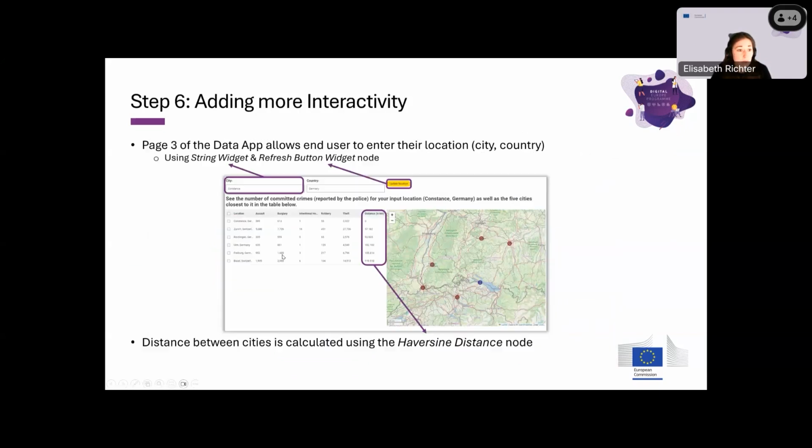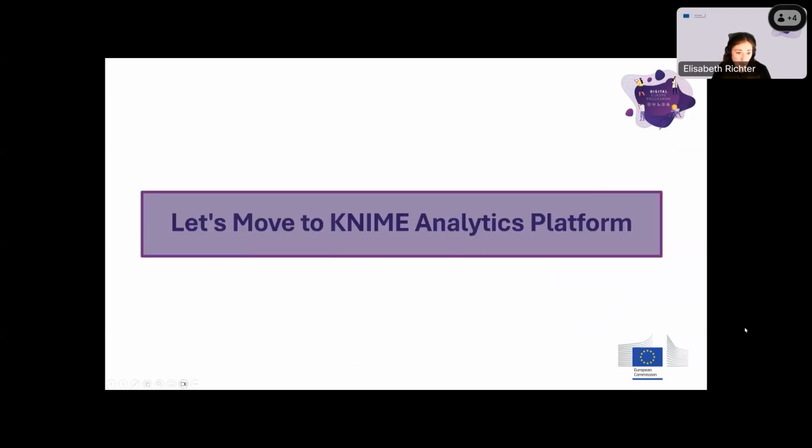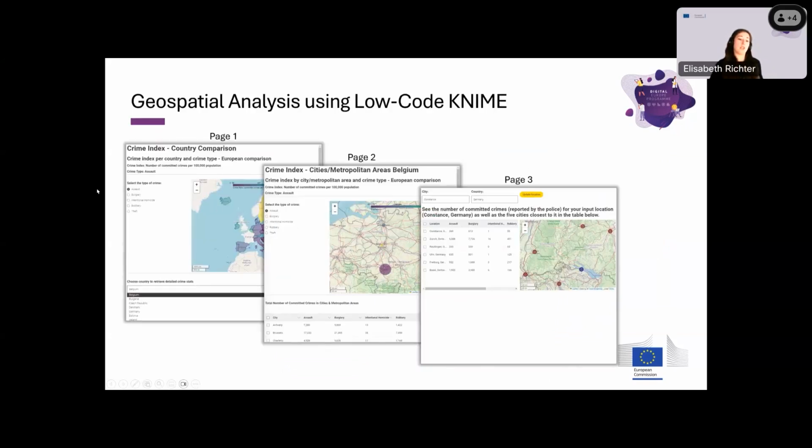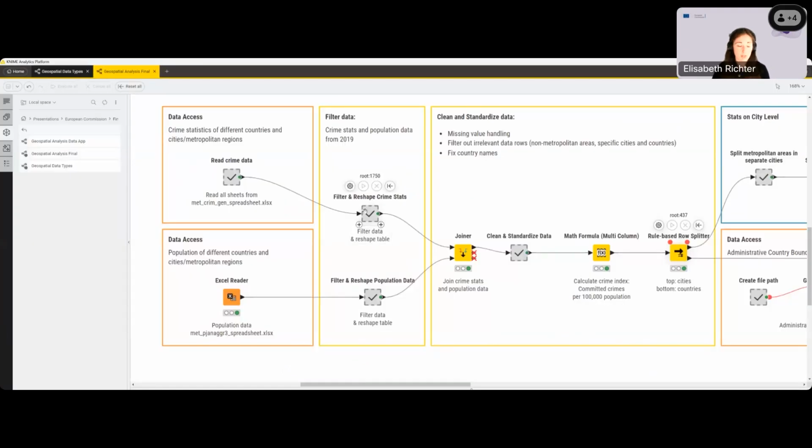Now, let me show it to you in KNIME. So what do we have? We have those 3 visualizations. Those are 3 different types of visualizations using one and the same node, the geospatial view node.